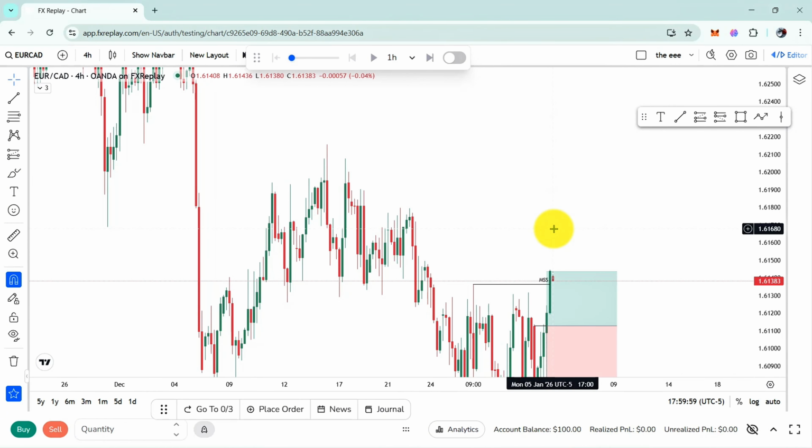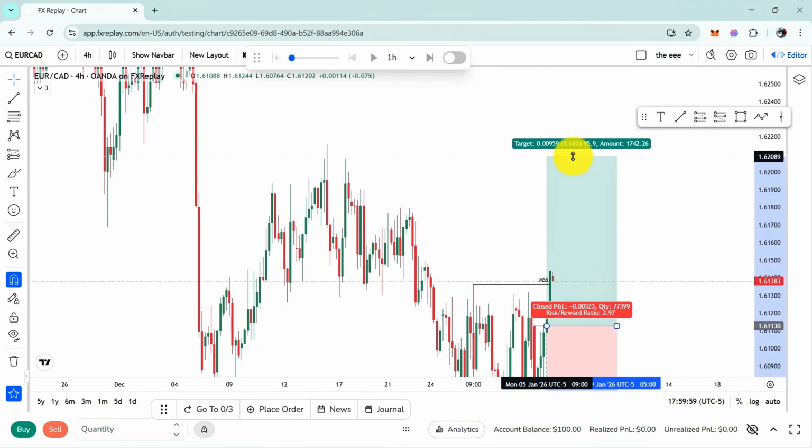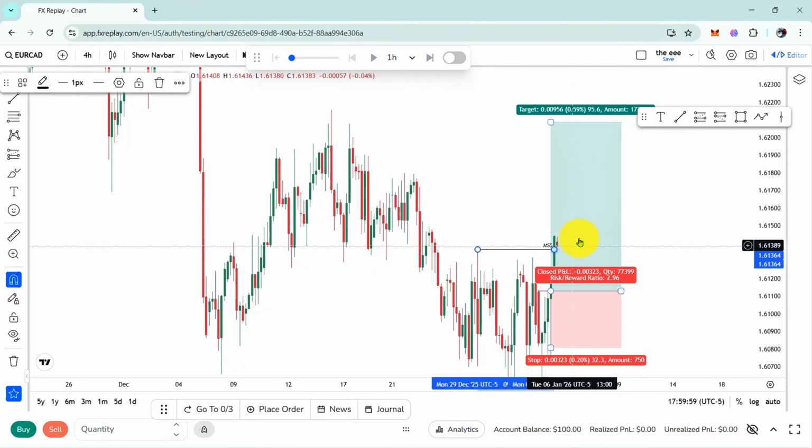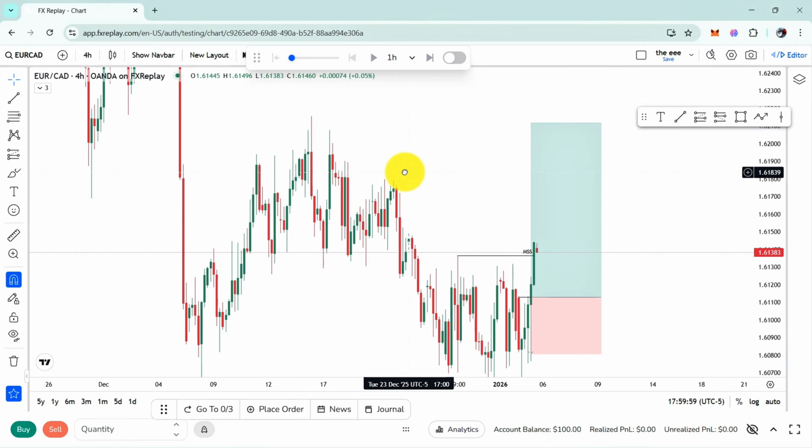So my take profits can actually be anywhere. I mean, not anywhere per se, but a reasonable price point. But let's go for this high here. So this is like 1:what? Let's do this 1:3. Yeah, 1:3 is okay.